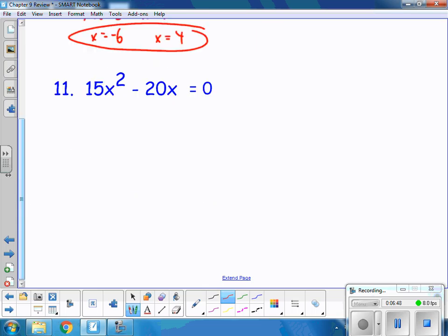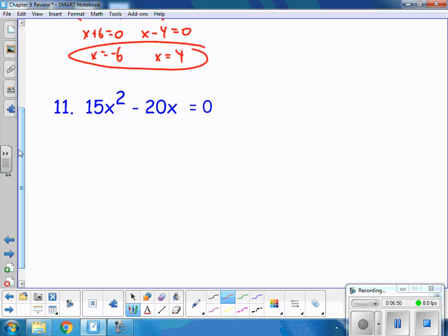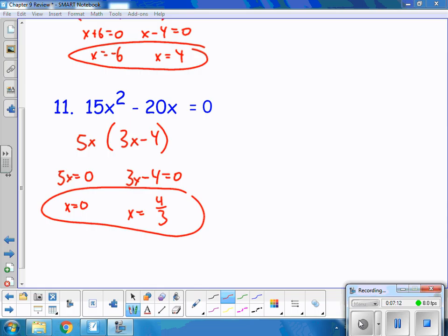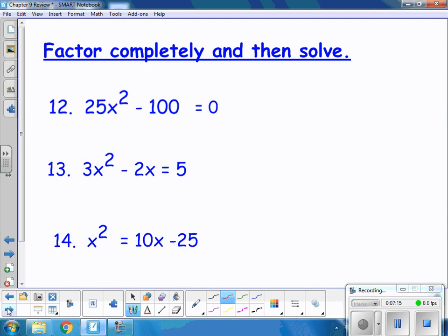Okay, why don't you try this next one? Press pause and try number 11 for a moment. Remember, check your GCF first. All right, how'd you do? I factored out a 5x, so I end up with 5x equals 0 and 3x minus 4 equals 0. That left me with x equaling 0 and x equaling 4/3. Those are my two solutions, or my two roots to my parabola.